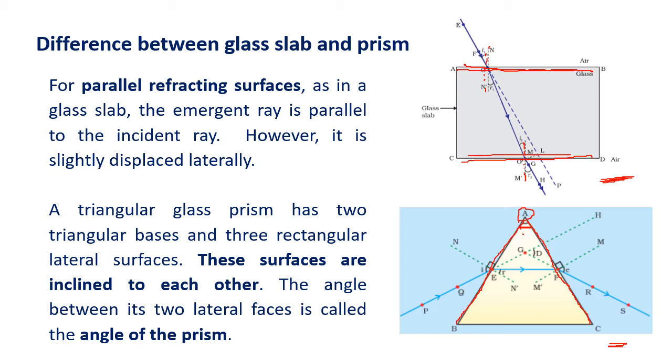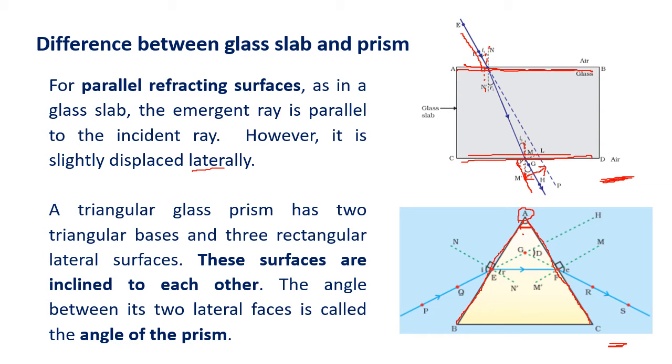So what happens in a glass slab? The incident ray and the emergent ray are both parallel. Can you see that? They both are parallel. This is called lateral displacement. We did it in the previous chapter, and we also studied lateral displacement.